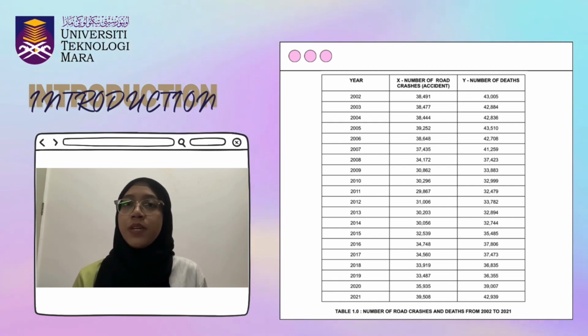In this video, my groupmate and I will present to you our mini project assignment for the subject Linear Algebra 2, which is MAT523. For this project, we want to identify the best fit curve of road crashes in Malaysia. So we have chosen 20 data of road crashes from year 2002 to 2021. Hence, it shows the relationship between number of road crashes as x and number of deaths as y.